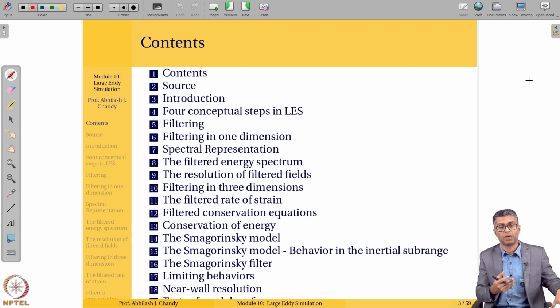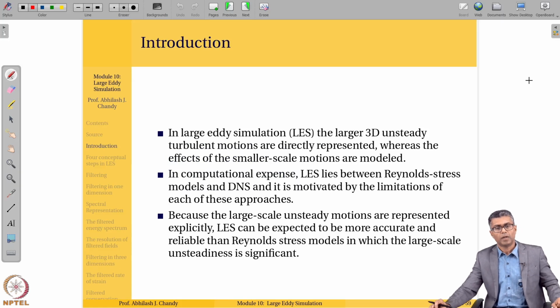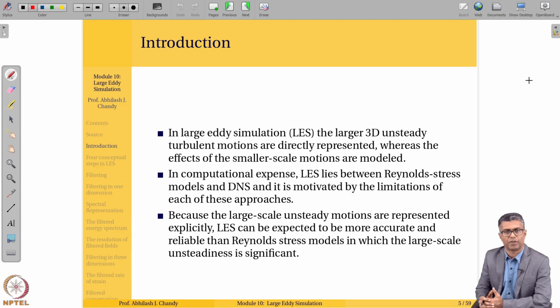We look at some limiting behaviors, what the near-wall resolution means for LES, so on and so forth. Okay. So a whole bunch of things to cover. Most of the notes here are from Steve Pope's book. Okay, so let's start with some introduction.